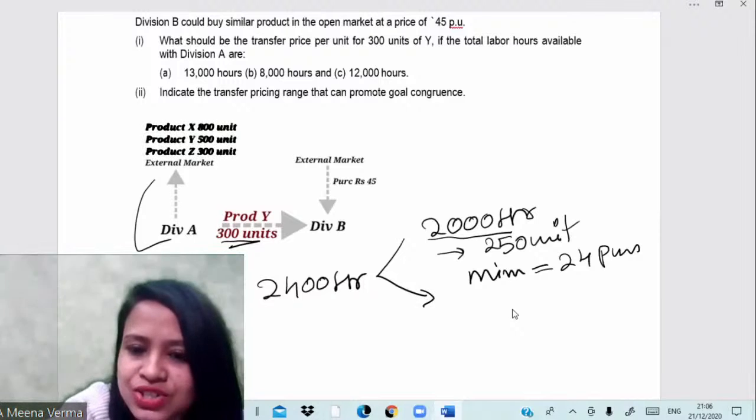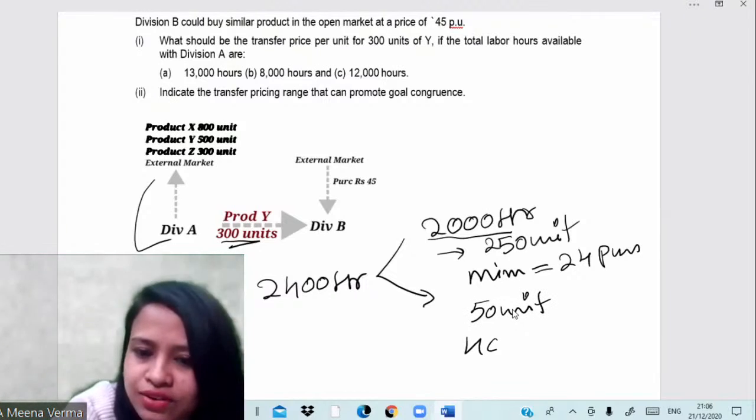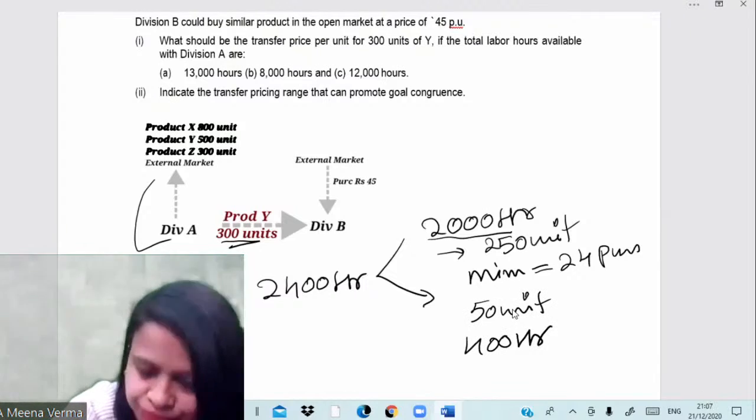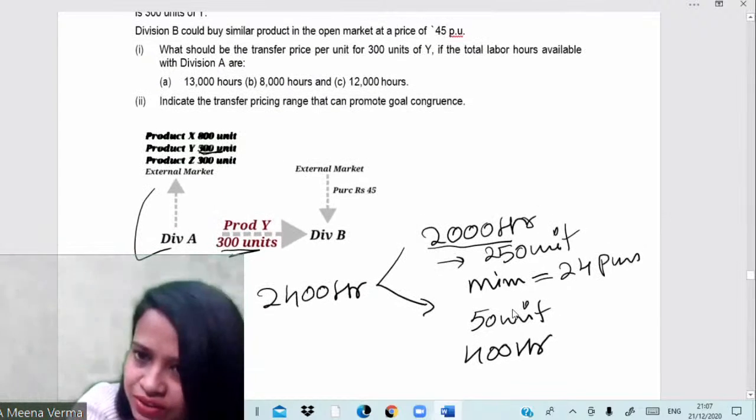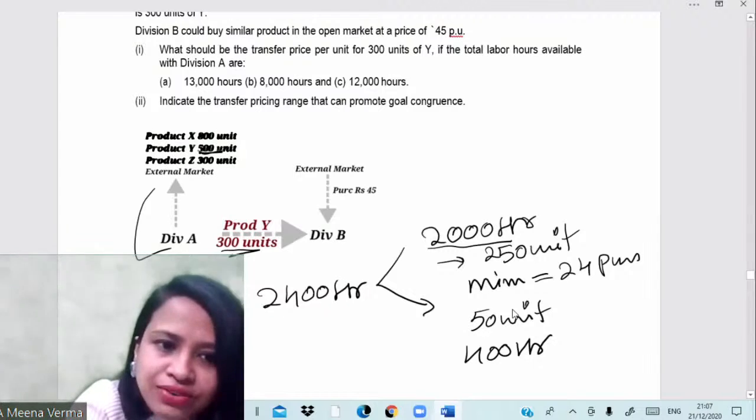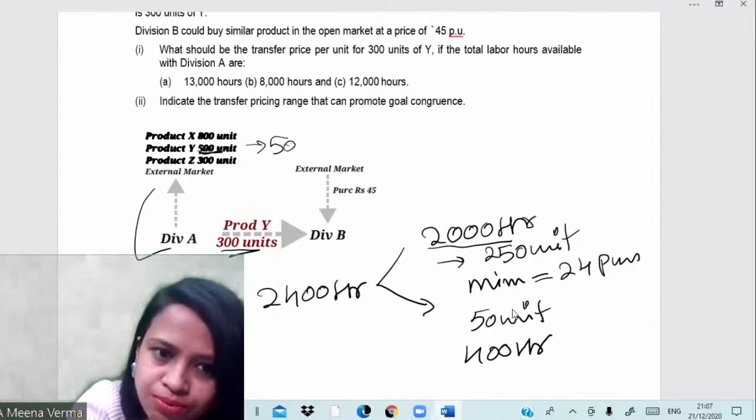However, for producing additional 50 units, we need 400 hours more. And for that, what will we do? We will check. We have these 500 units. So out of these 500 units, we can take 50 units from here.